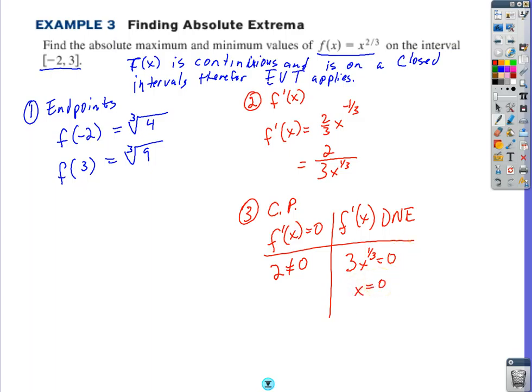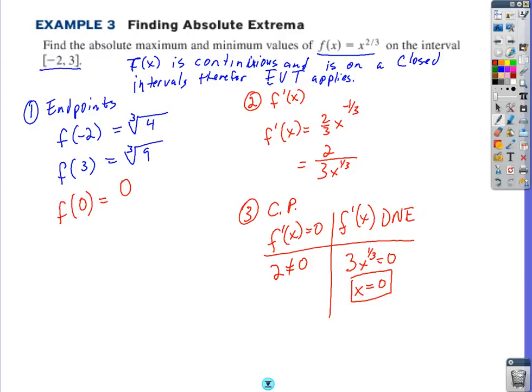And again, I have to check, is that within my domain? My domain here is -2 to 3. Yep, that's within my domain. So I've checked my endpoints, and now my critical point goes in my list of things to check. f of 0 is equal to, now notice I chose f of 0, not f prime of 0. I plug that in, and I get 0. And remember, the line we just did on the last slide said the only places for extreme values are going to be at endpoints and at critical points. So I've done that, endpoints and critical points.